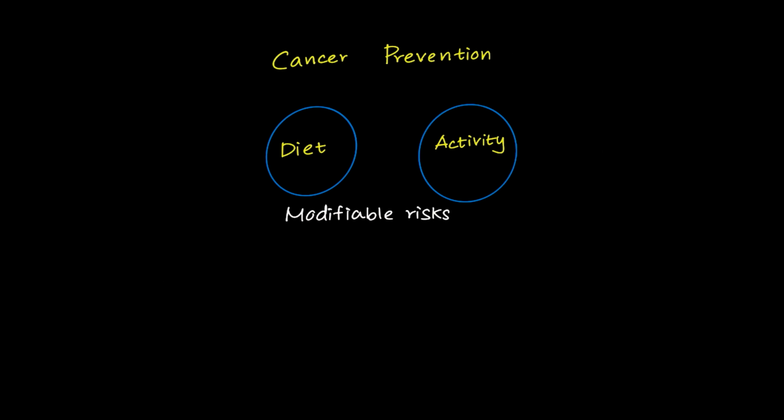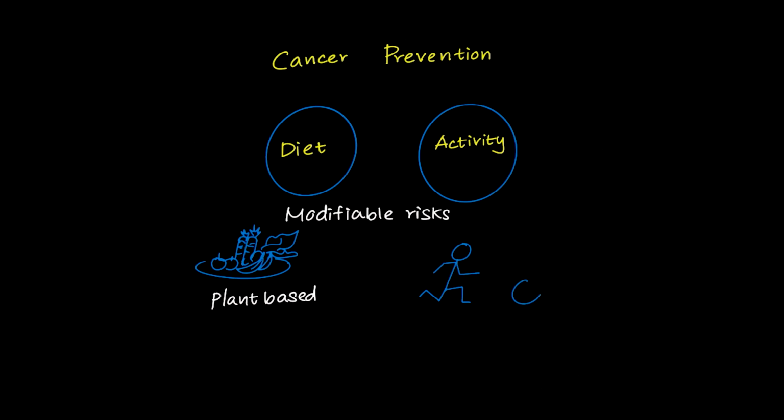A plant-based diet rich in fruits, vegetables, whole grains, and legumes lowers cancer risk through fiber, antioxidants, and reduced red and processed meat intake. Regular physical activity, meaning at least 150 minutes of moderate exercise per week, reduces risk for colon, breast, endometrial, and other cancers through weight control and anti-inflammatory effects.